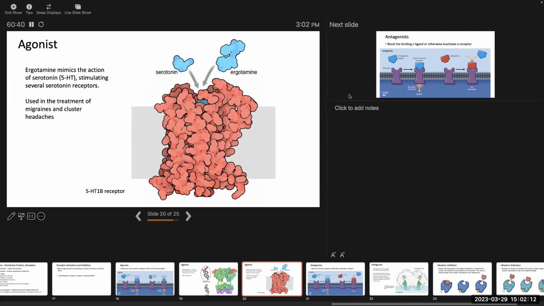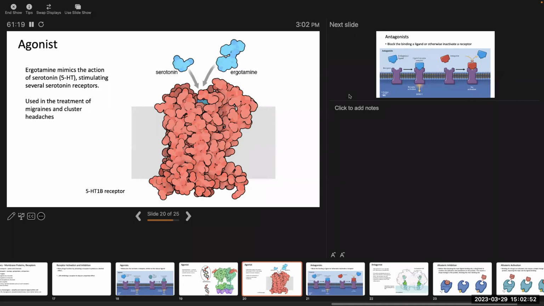triggers it. This doesn't look like an ion channel, and I believe this is a G protein coupled receptor. So there'd be a G protein inside as well. It's not shown here. And ergotamine is a drug that acts as a serotonin agonist, but is used specifically in the treatment of migraines. So apparently serotonin is a neurotransmitter that's not only involved in things like depression, but it's also involved in migraines. So ergotamine stimulates these serotonin receptors in the treatment of migraine headaches.